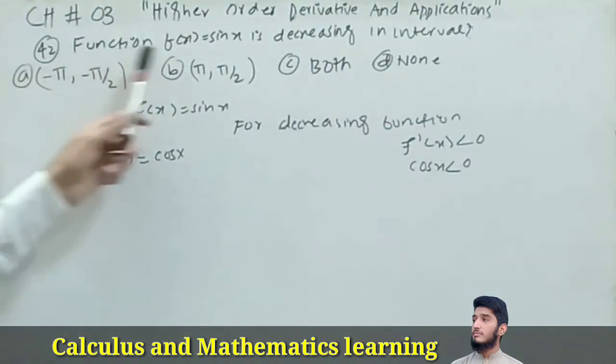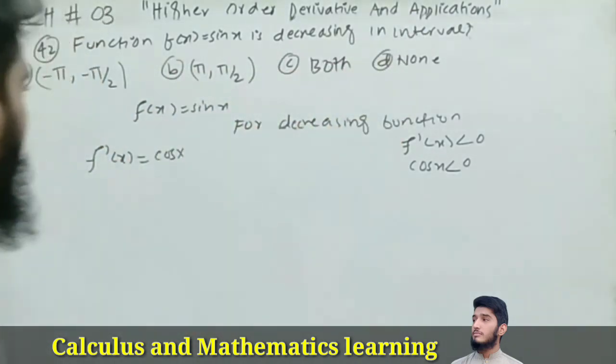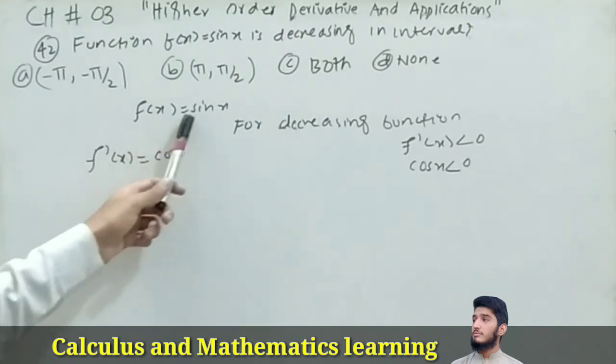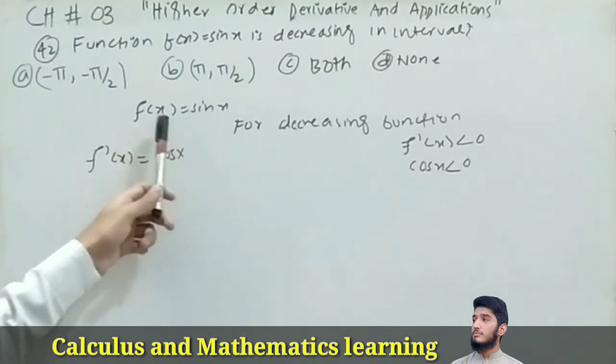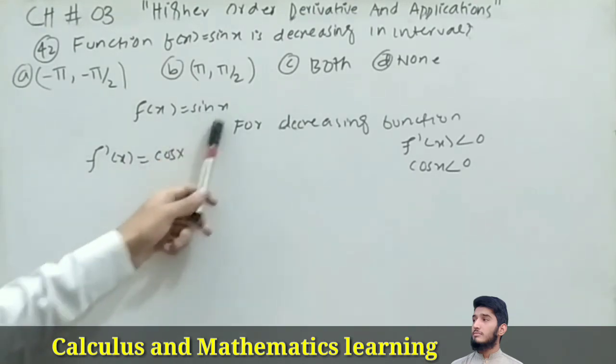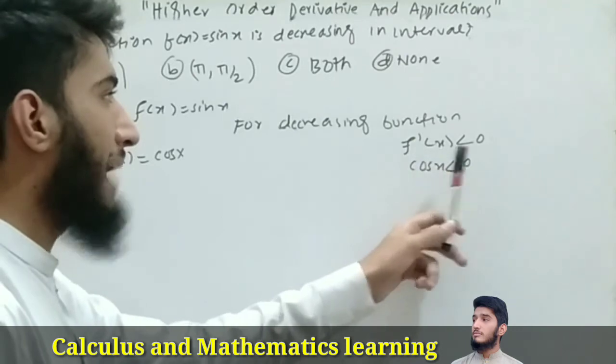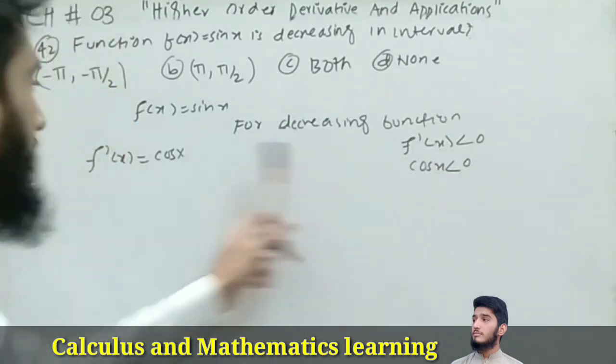MCQ number 42. Function f of x is equal to sin x is decreasing in the interval. Four options are given. Remember, our function is f of x is equal to sin x, and you also know that the derivative of f of x, f prime of x, is the derivative of sin x, which is cos x. For the decreasing function, this definition must be satisfied: f prime of x will be less than 0, or f prime of x, which is actually cos of x, is less than 0.